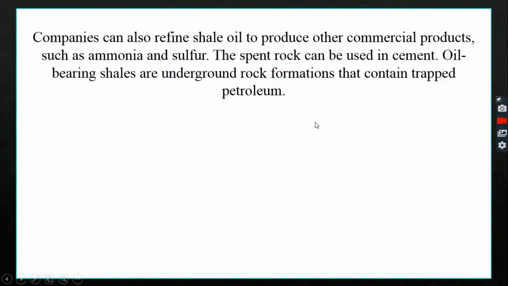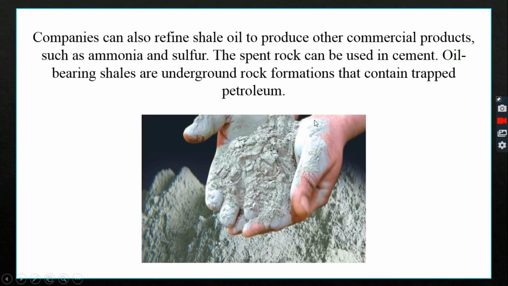The application of oil shale. Companies can also refine shale oil to produce other chemical products such as ammonia and sulfur. The spent rock can also be used in cement, as shown in this picture.